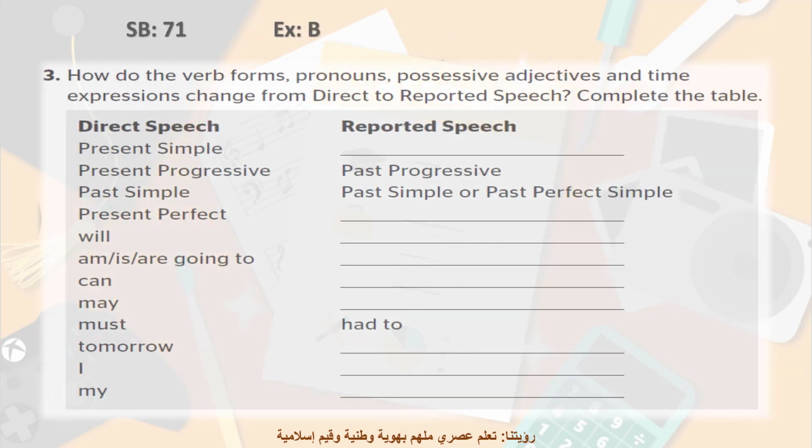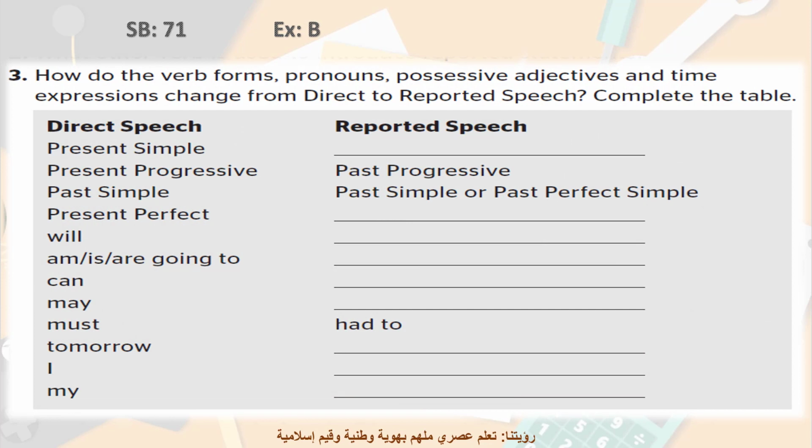Exercise B, question 3. How do the verb forms, pronouns, possessive adjectives, and time expressions change from direct to reported speech? Complete the table. Here is a table divided into 2 parts. The first part is direct speech, containing verb forms, pronouns, possessive adjectives, and time expressions in direct speech. And we have to fill in the other part for reported speech. I mean the present simple in direct speech is turned into past simple in reported speech, right?